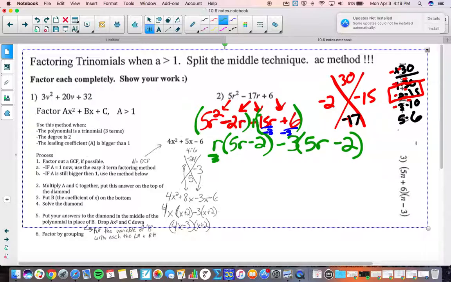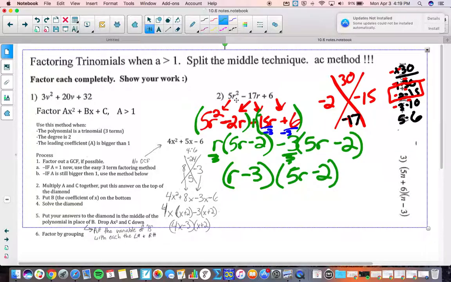So then we put together these GCFs out in front. R minus 3. And then bring down one of those binomials, excuse me. So there is our factored form of this polynomial right here.